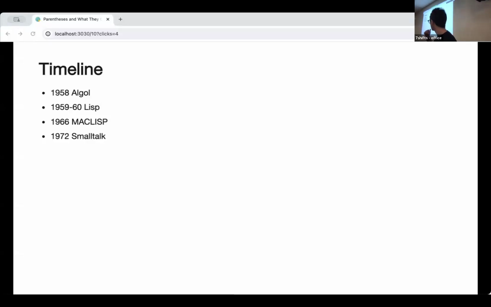So the next big year, a lot of stuff happens in 1972. The first thing that we're going to talk about is Smalltalk, right? Smalltalk was first published a little bit earlier, but again, we're stretching the truth here, right? This was at Xerox PARC. It was created by someone named Alan Kay.